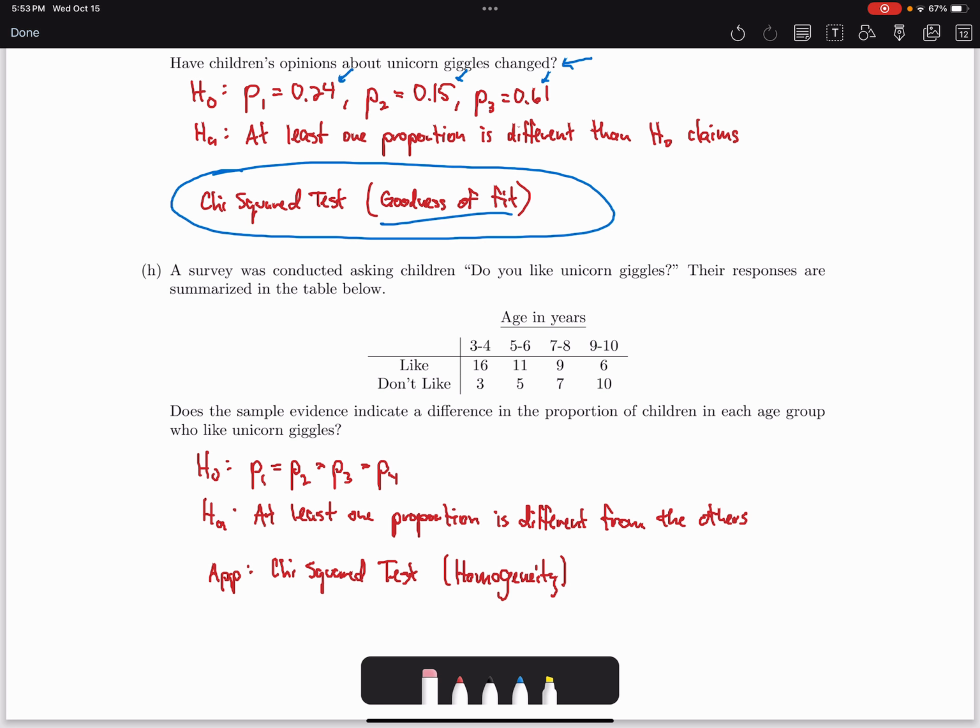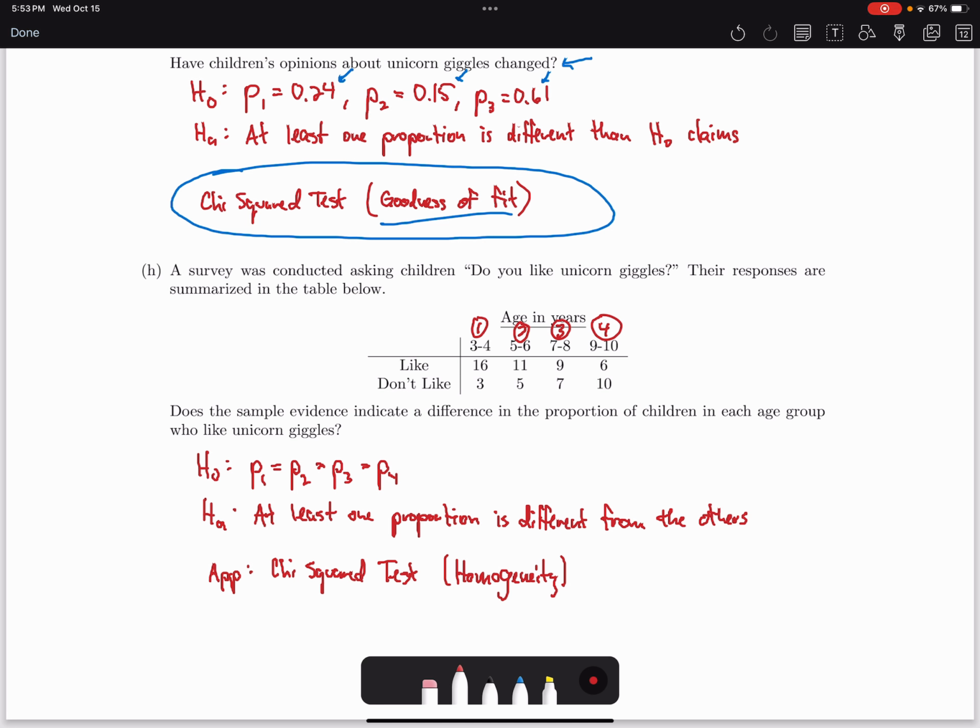3 to 4 year olds, 5 to 6 year olds, 7 to 8 year olds, and 9 to 10 year olds. So 4 categories, that means we're testing 4 proportions. So right off the bat, I know that I'm going to be running a chi-squared test, either a goodness of fit or a homogeneity. Now, how do I know which one to use?